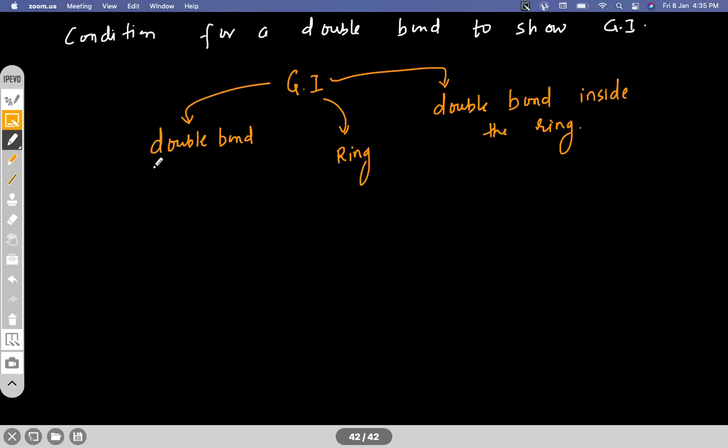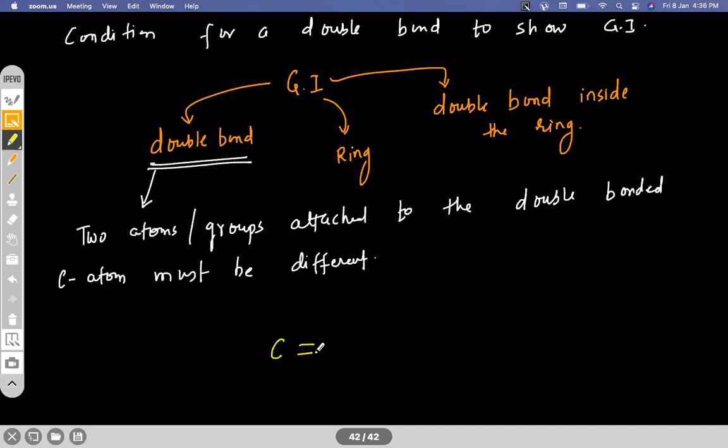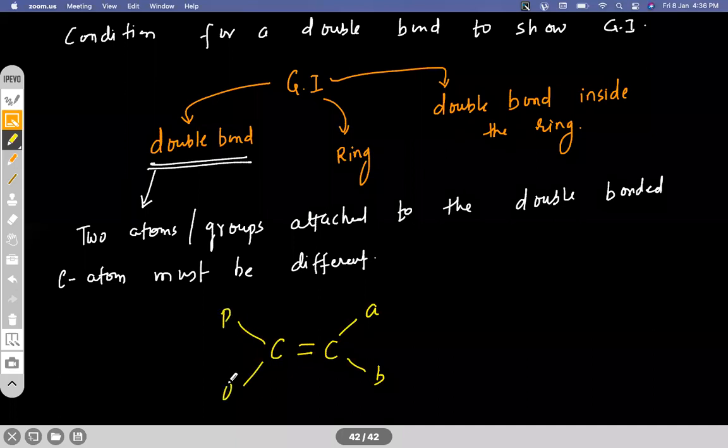When you talk about a double bond, we're talking about this only now; ring we'll see a bit later. For a double bond, the condition is that the two atoms or groups attached to the double bonded carbon atom must be different. This means, suppose we have a molecule C double bond C, and here I'm writing A and B, and here suppose P and Q are attached like this.